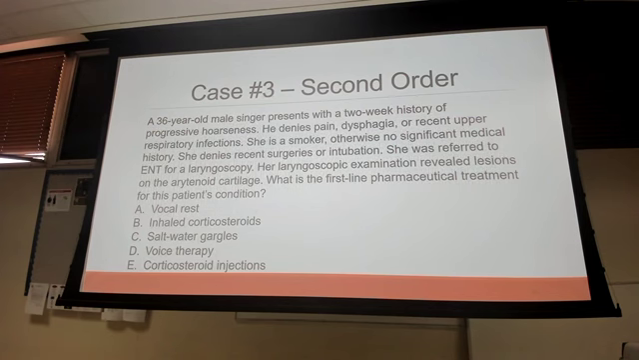All right, next one. A 36-year-old male singer presents with a 2-week history of progressive hoarseness. He denies pain, dysphagia, or recent upper respiratory infections. She is a smoker, otherwise no significant medical history. She denies recent surgeries or intubation. She was referred to ENT for a laryngoscopy. Her laryngoscopic examination revealed lesions on the arytenoid cartilage. What is the first-line pharmaceutical treatment for this patient's condition?